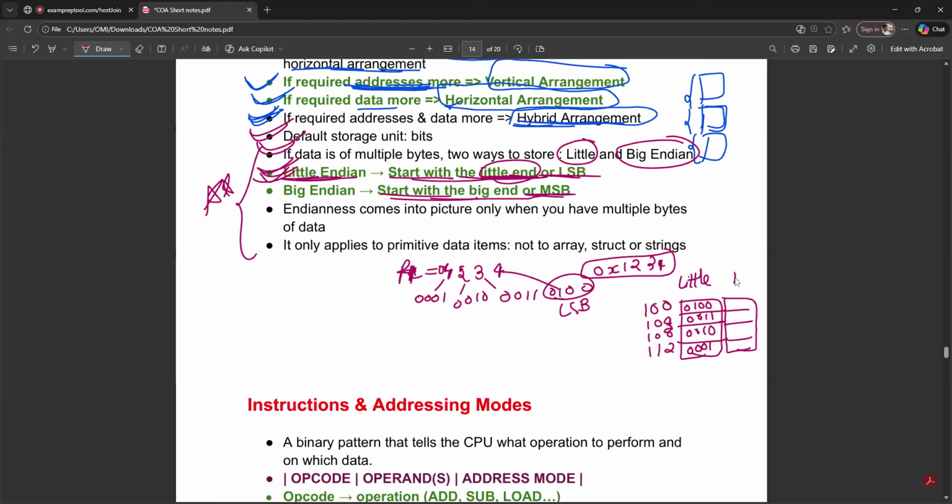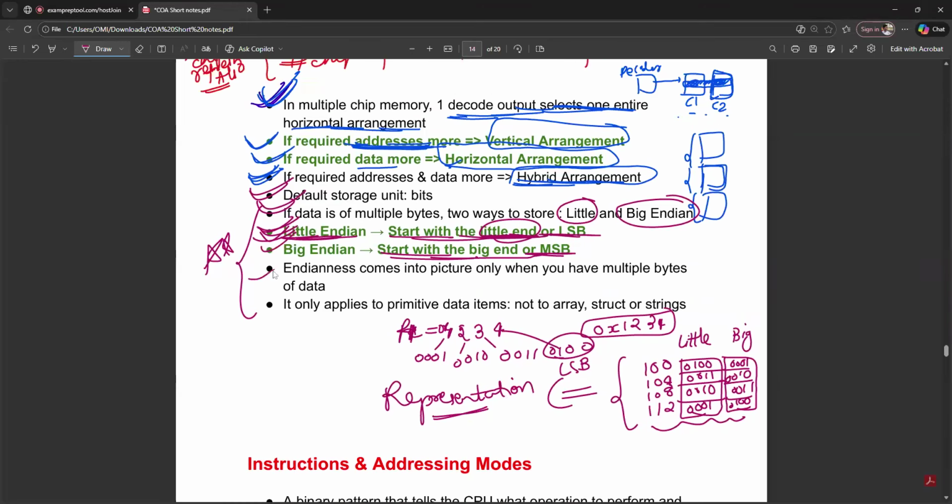But if it is big endian, it starts with the MSB. So 0001, 0010, 0011, 0100. This is the endian representation. Endianness comes into the picture only when you have multiple bytes. Please take care. Only when you have multiple bytes does endianness come into the picture.